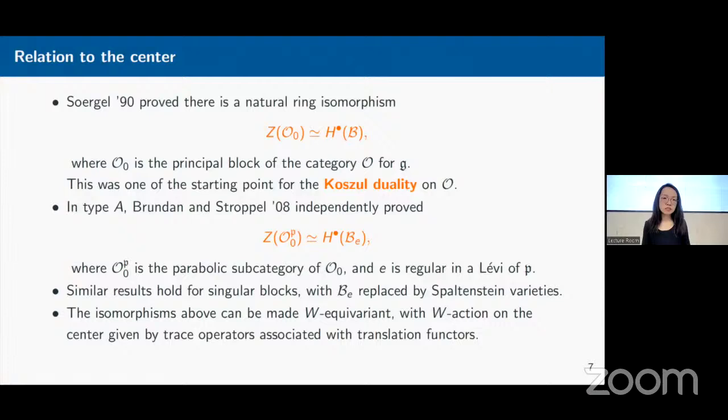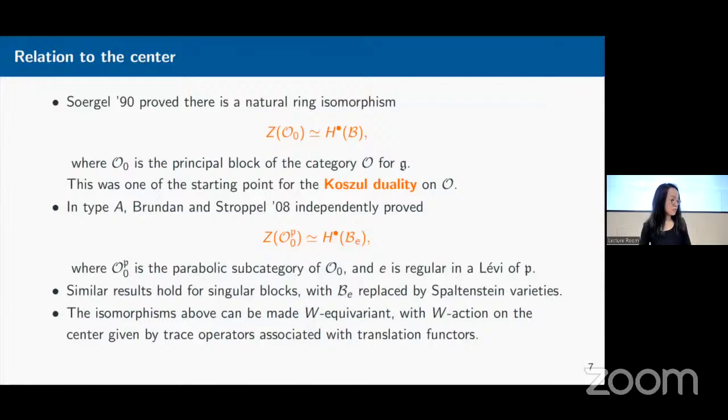So this is a first instance where you see the center of a category is isomorphic to the cohomology of a variety. And this was one of the starting points for the study of Koszul duality on category O. It's an important subject. And then later, Khovanov conjectured that if you take a parabolic subcategory O, then its center should be isomorphic to the cohomology of some Springer fibers. So this conjecture was in type A, and it was proved by Brundan and Stroppel independently around 2008.